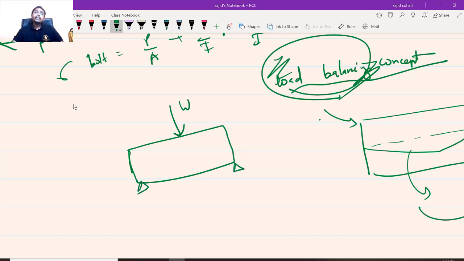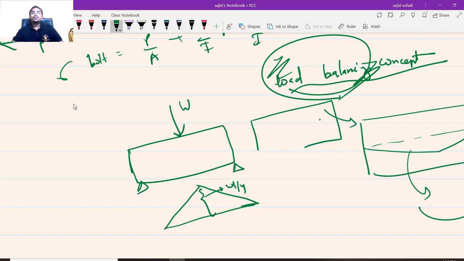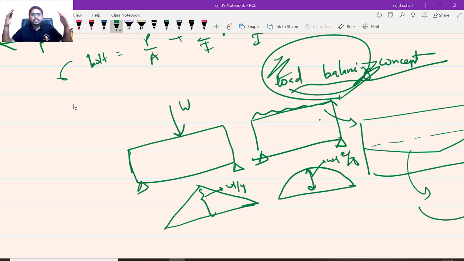What is the moment diagram? The moment diagram is something like this. Agreed or not? This is WL by 4. Similarly, if you are taking a UDL, what will be your bending moment diagram? It will be something like this, and this is WL square by 8. You can clearly see at the supports it is less, and as we go to the center, it is increasing. The concept is very clear, right?